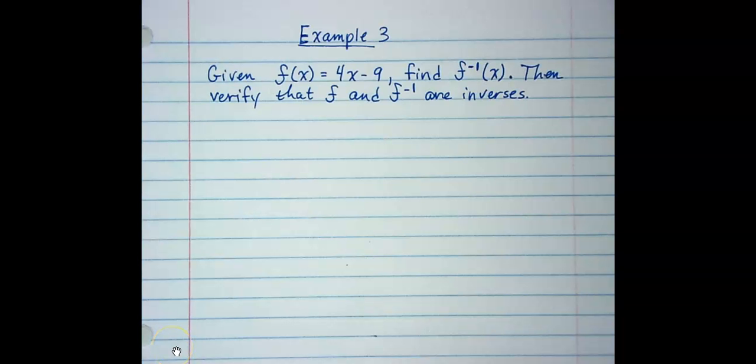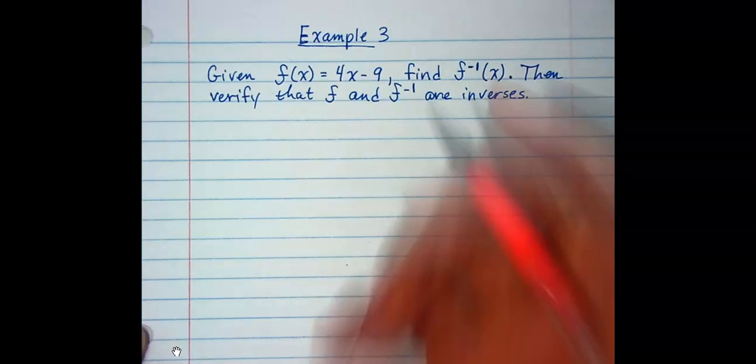All right, so we have made it to the final example. We just talked about doing f of f inverse of x and getting x, and doing f inverse of f of x and getting x, and that means that they're inverses of each other. So that's what we have to do here. Example 3 says, given f of x equals 4x minus 9, first we need to find the inverse, and then we need to verify that f and f inverse are really inverses of each other. Are they really?